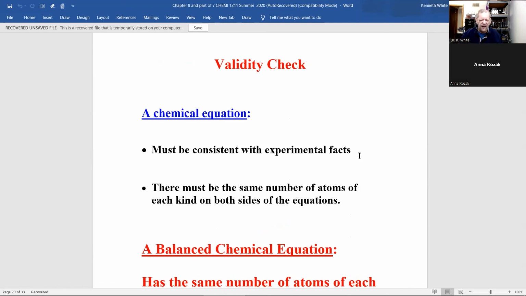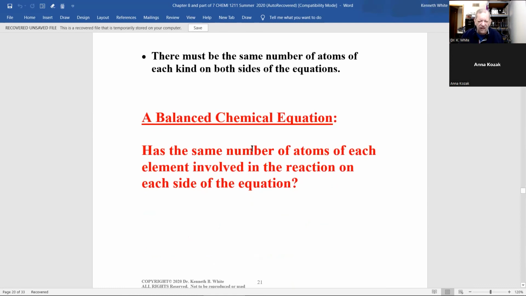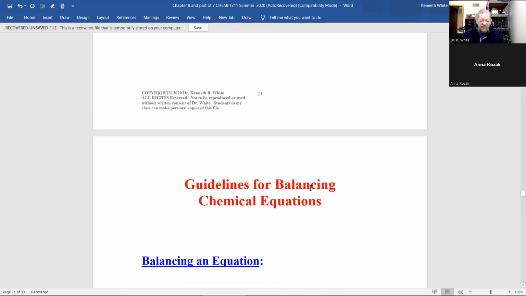And this is important. There must be the same number of atoms of each kind on both sides of a chemical equation. This is called the conservation of matter law. And what that means is a balanced chemical equation has to have the same number of atoms of each element on each side of the chemical equation.